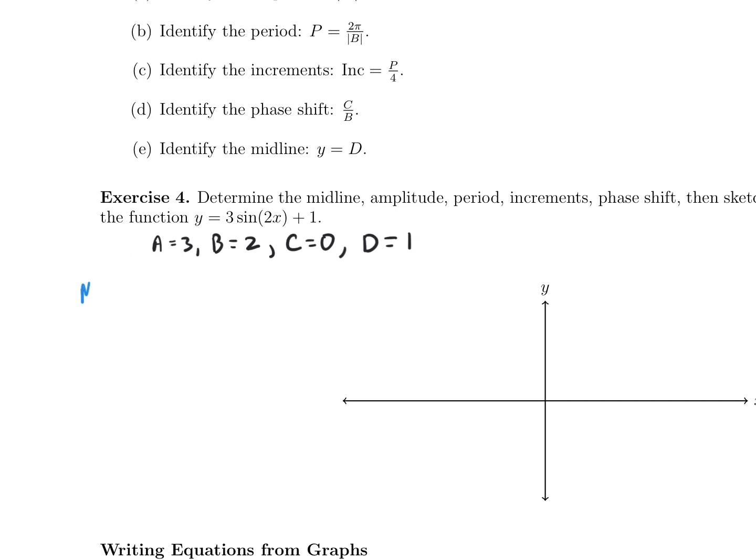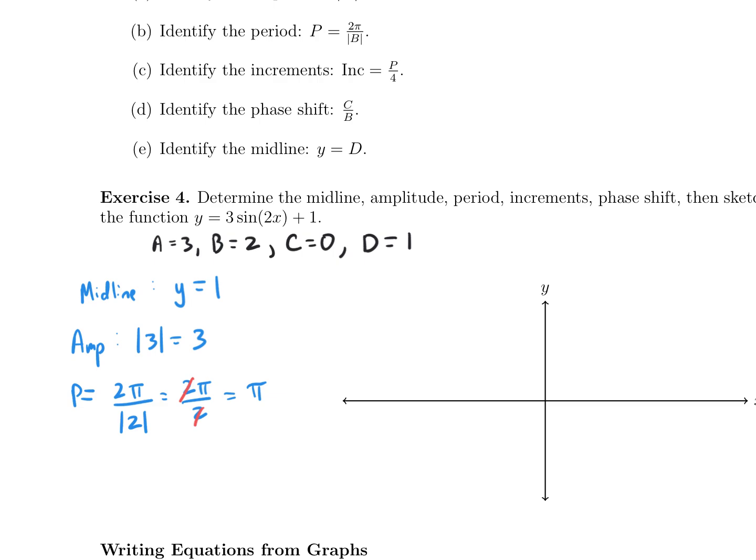So the midline is Y equals D, which is +1. Let's move on to the amplitude. That's going to be the absolute value of A, which is the absolute value of 3, which is 3. Let's go to the period. That's going to be 2 pi over the absolute value of B, which is 2 pi over 2, which is just pi.